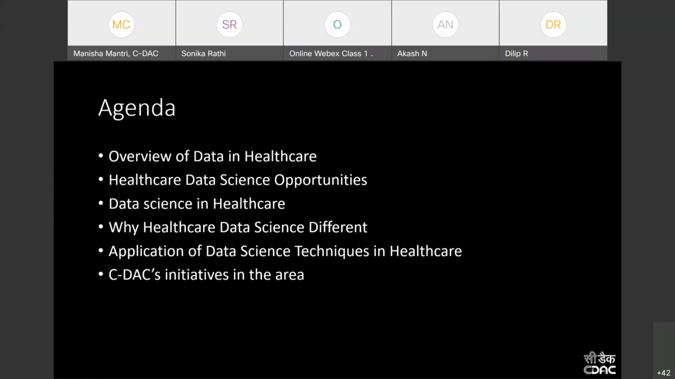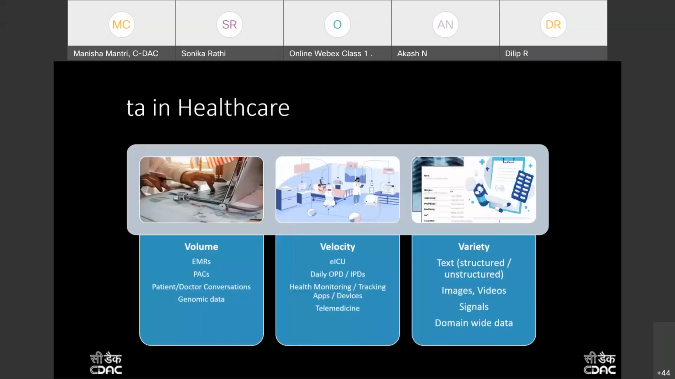To start with, in the agenda, I'm going to cover an overview of data in healthcare and the different healthcare data science opportunities out there, overall and in India specifically, and how data science in healthcare is different from other fields, and the application areas. Then a few applications of data science technologies in healthcare, and a few C-DAC initiatives that my team and other teams in C-DAC are working on.